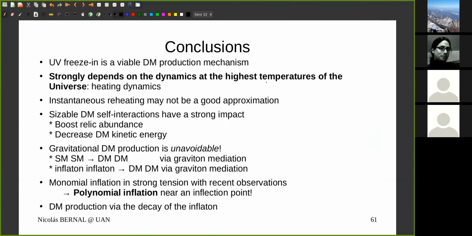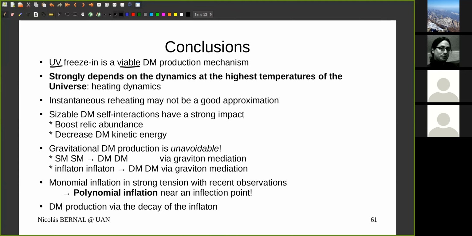I think I'm kind of done now. So, a recap. That's freezing in general, and in particular UV freezing, meaning when the dark matter is produced at the highest temperature of the universe. It's a completely viable dark matter production mechanism. Not only is it viable, it's unavoidable, because gravity is always there, so there are no parameters to tune. Gravitational UV production is there, and it can produce the whole dark matter abundance.